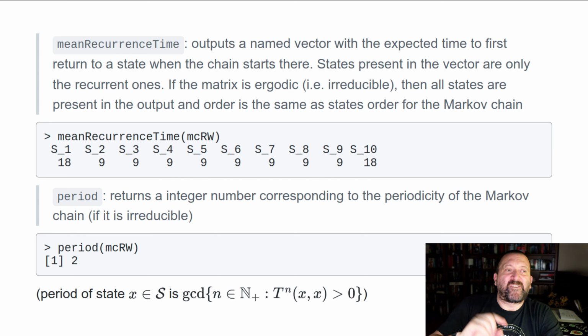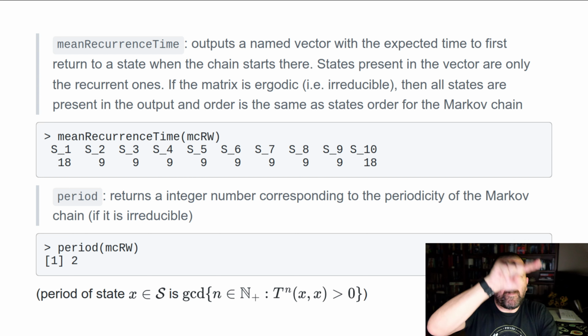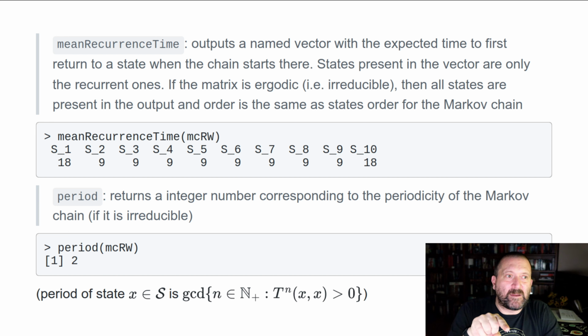Okay, and this chain, remember, has no loops. So every time I want to return, if I'm in S5, for example, and I want to come back to S5, I have to go, for instance, to S6 and then S5. And this is what this is saying. Okay, the period is 2.